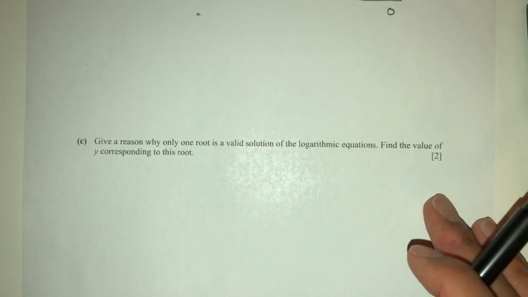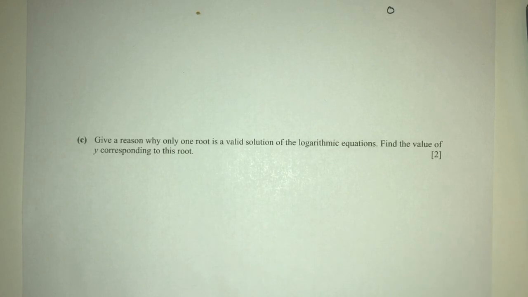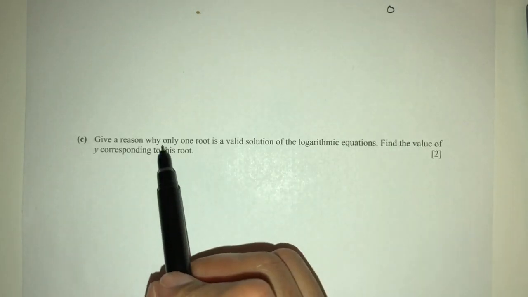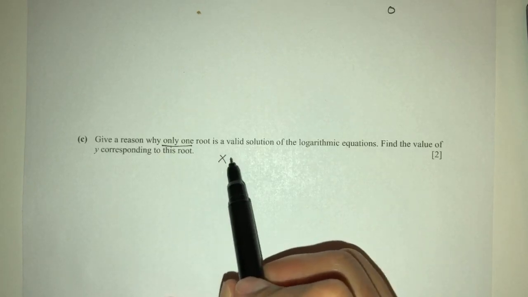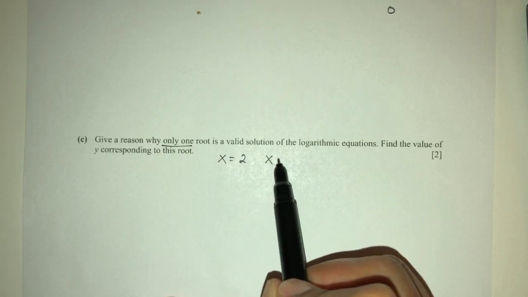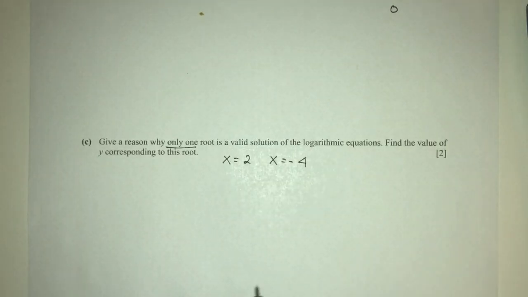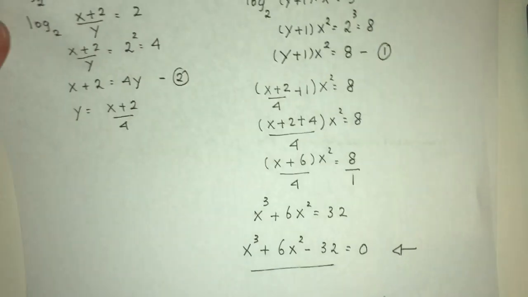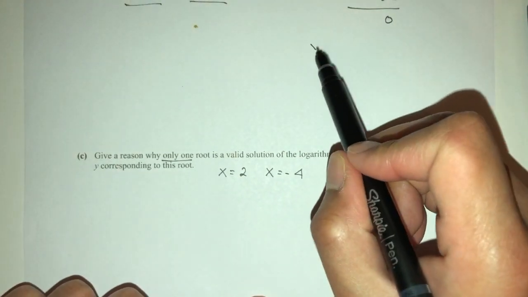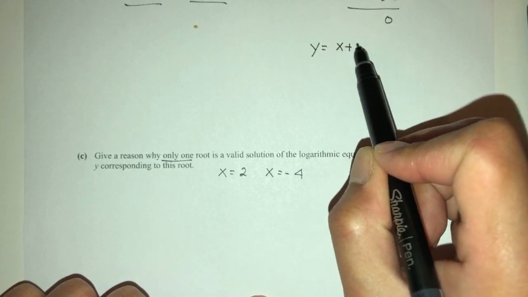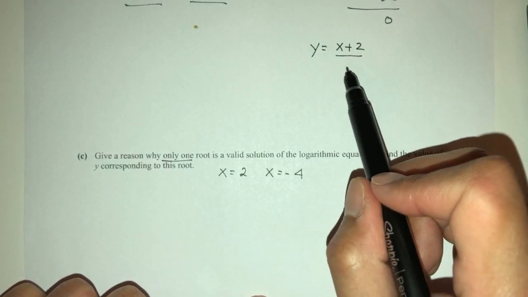Now going back to part C, as you can see, give one reason why one root is a valid solution. Only one is valid. So we have two solutions: x can be 2 and x can be minus 4. Okay, so why is only one valid? If you observe, let's find the y value. So from part A, we know y is equal to x plus 2 over 4.